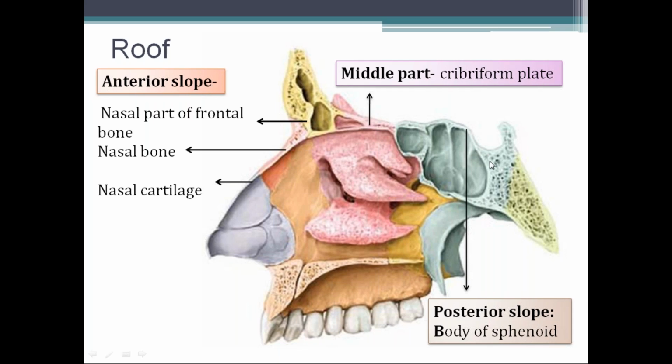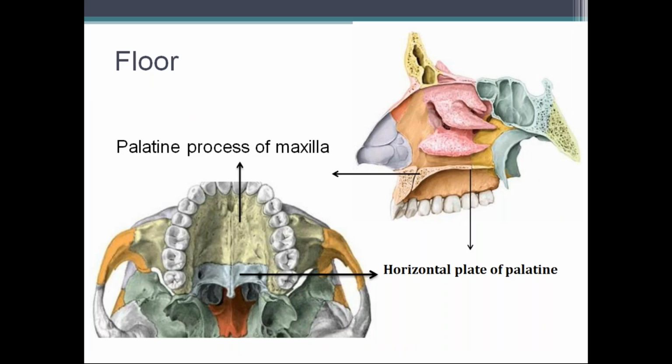Okay, so that's all about the roof. Next, we'll see about the floor of the nasal cavity. So the floor of the nasal cavity, this is the floor of the nasal cavity. Again, you can see here the inferior view of the skull, that is norma basalis.